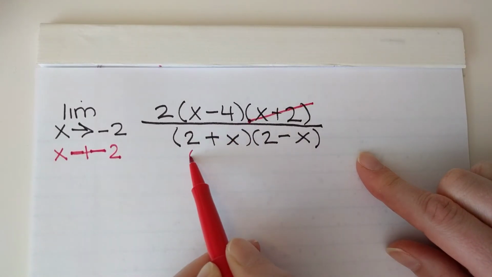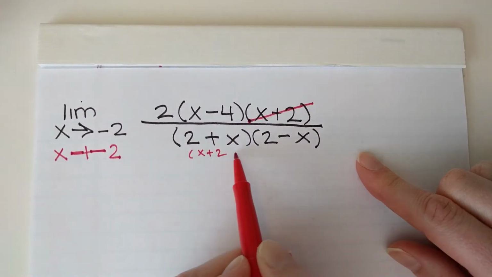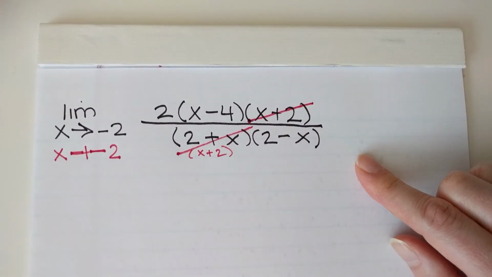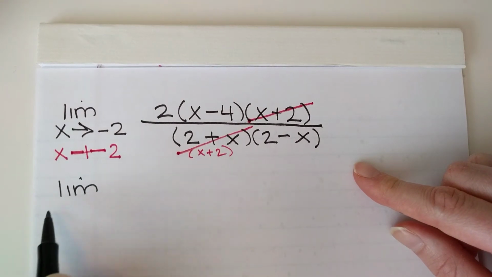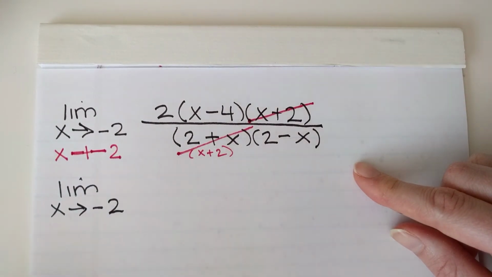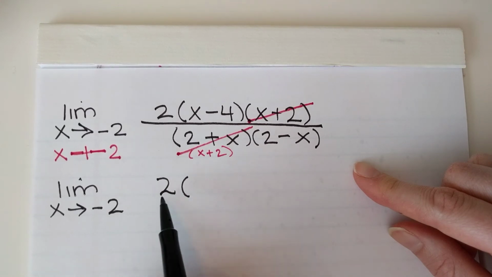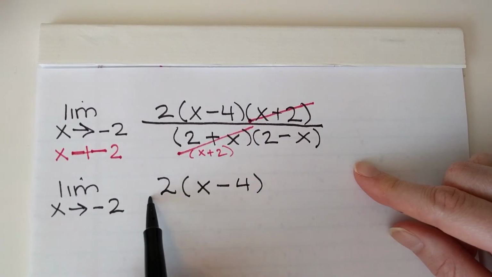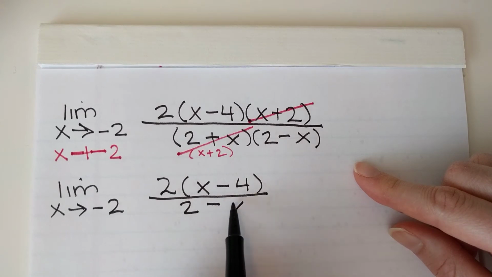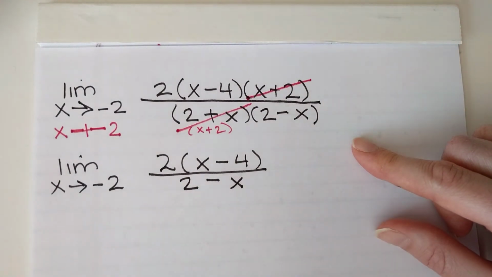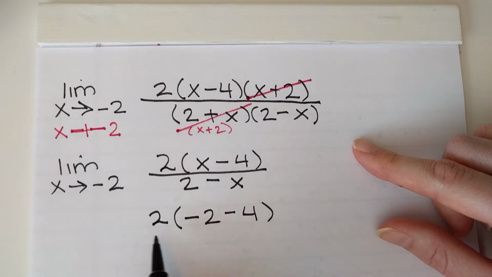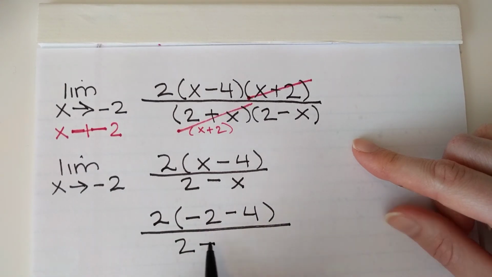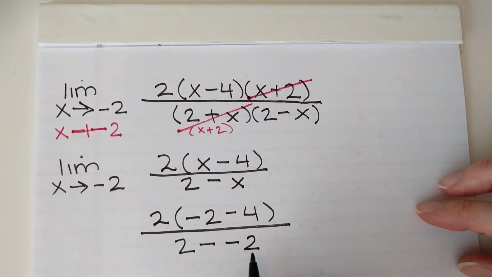And if you look at our factorization, we have an x plus 2 in the numerator. And if I were to rewrite this factor, this of course would be x plus 2. So I can cross that out. Now, once I've crossed out or canceled out the common factor, then I say, okay, can I plug in and get a finite number? So what's left over here is 2 times x minus 4 over 2 minus x. So we plug in, and remember that when we plug in, we lose this limit notation. So we have just 2 times negative 2 minus 4 over 2 minus, and then our x is negative 2.